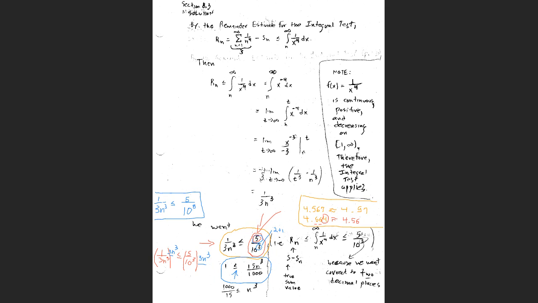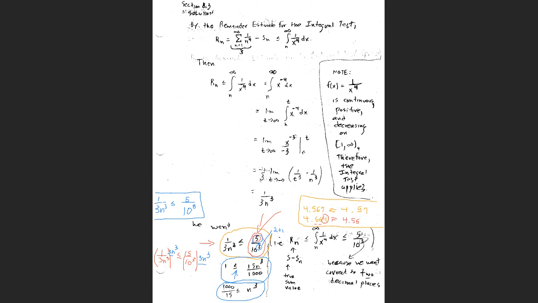3n cubed for any n is positive. N is an integer. It's a positive integer, has to be. It's the number of terms you're adding. So yeah, good, Rodrigo. So then n cubed is going to be greater than or equal to 1,000 over 15.